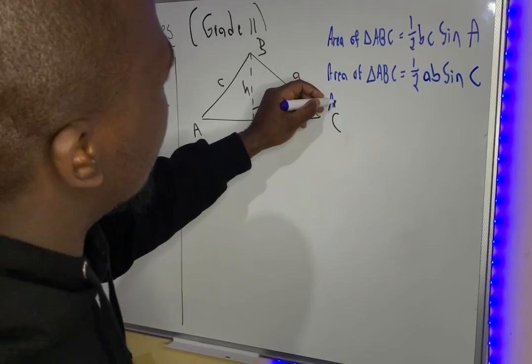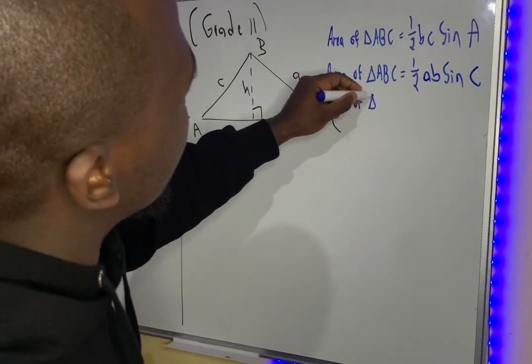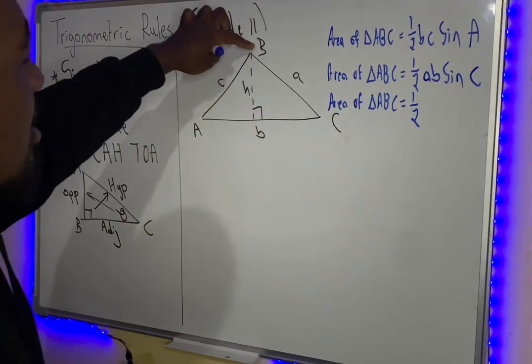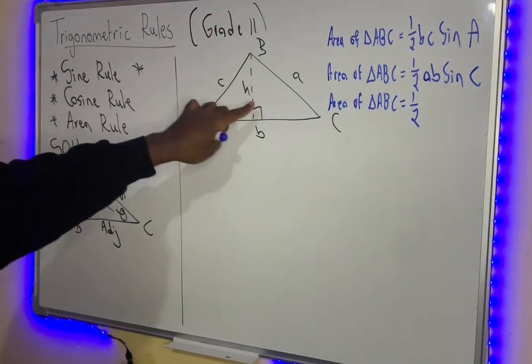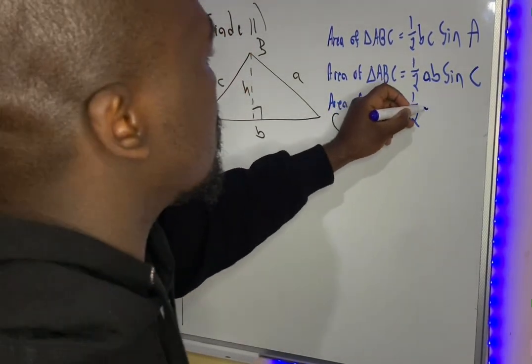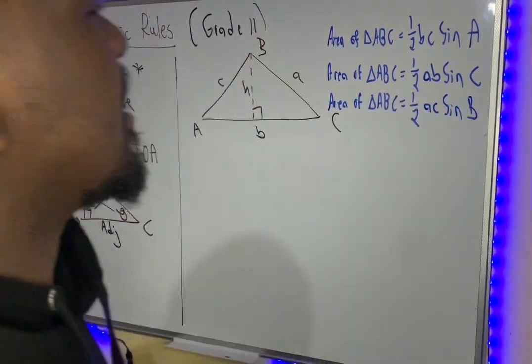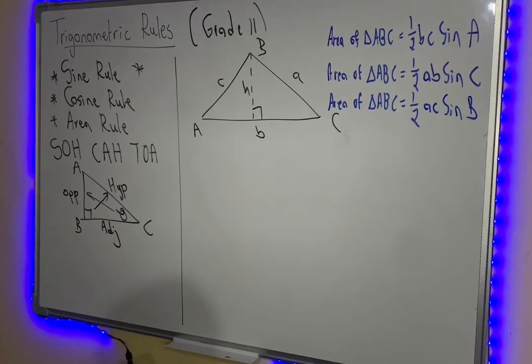Again, you may be given area of triangle ABC, which is equal to 1 over 2. So let's say now you are given B, right? You're going to say AC, so you're going to say AC sine B there, right? But how do you prove it now? Let me show you how we prove it.